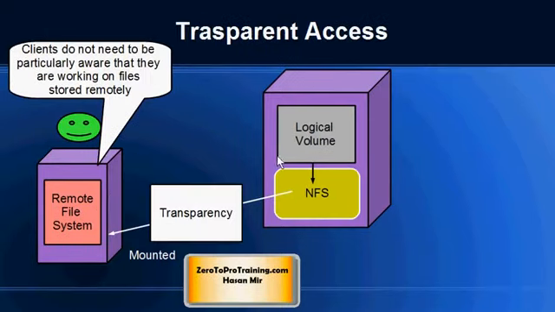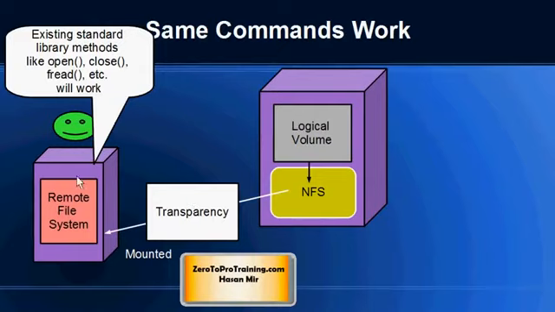So the benefits that come out of network file system are: number one, transparency. Clients do not need to particularly be aware that they are dealing with an external remote file system. They work with it as if it's part of their own machine. So due to the transparency, a client can use the same commands that he was using for local files to open and write to the external files. Open, close, fread, etc. Same commands will be used.